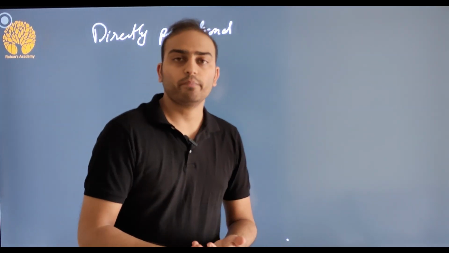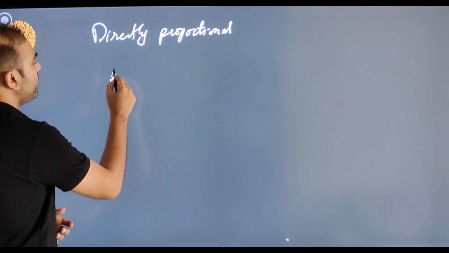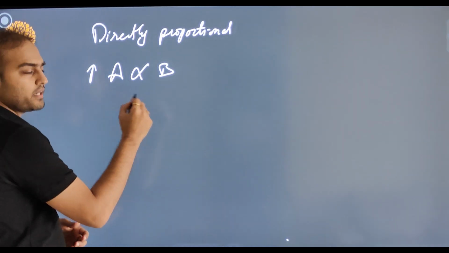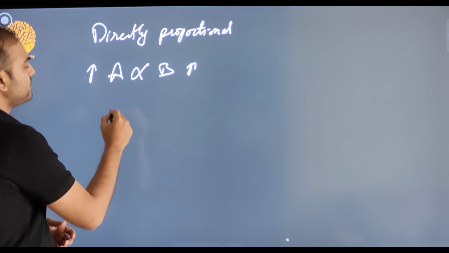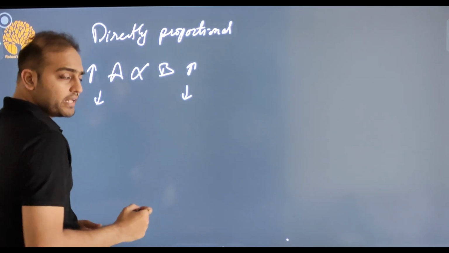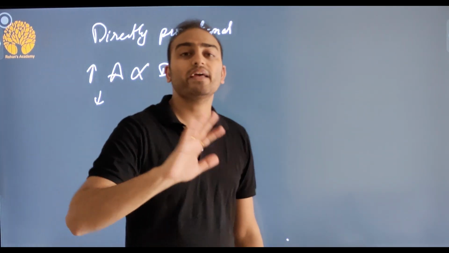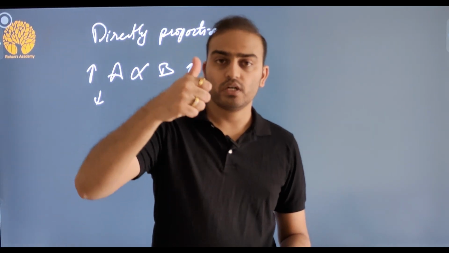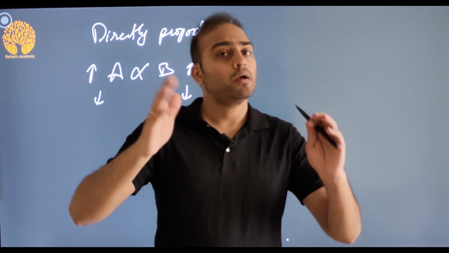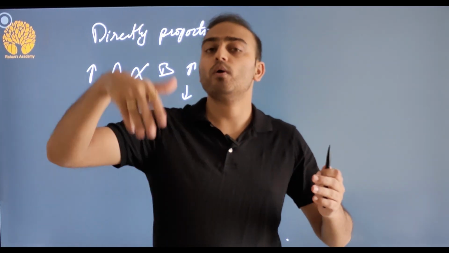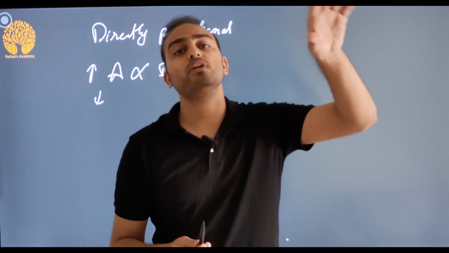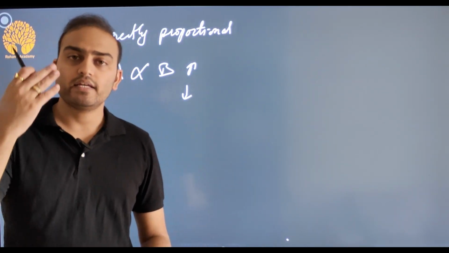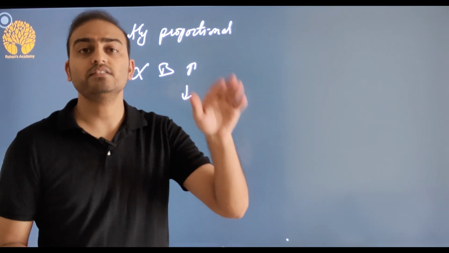What do we understand by directly proportional? If A is directly proportional to B, what does that tell you? If A increases, B increases. If A decreases, B decreases. Remember, not necessarily by the same value. It simply means if A goes up, B goes up. The values can be different. A can go up by 2 times, B can go up only 1.5 times, but the direction will be the same.